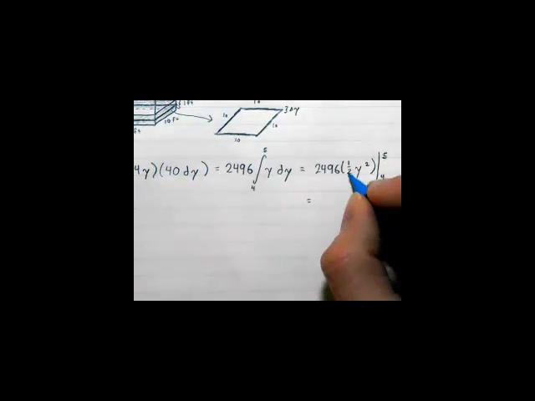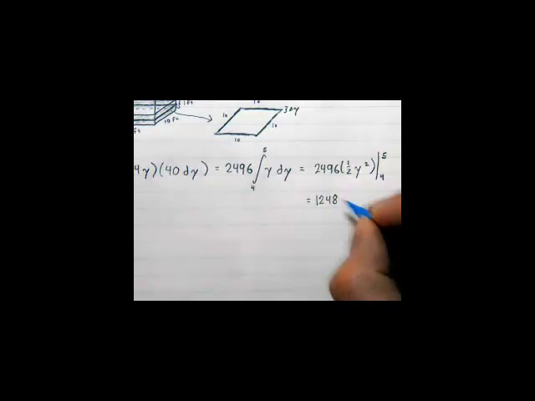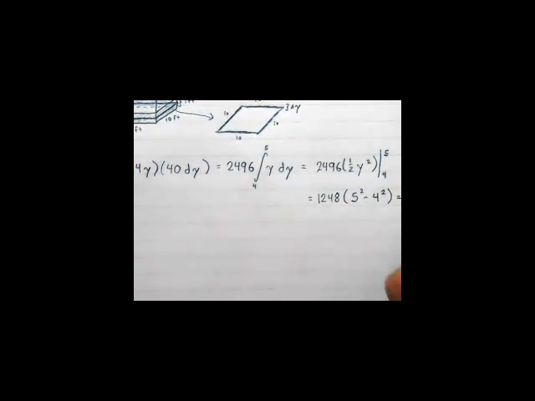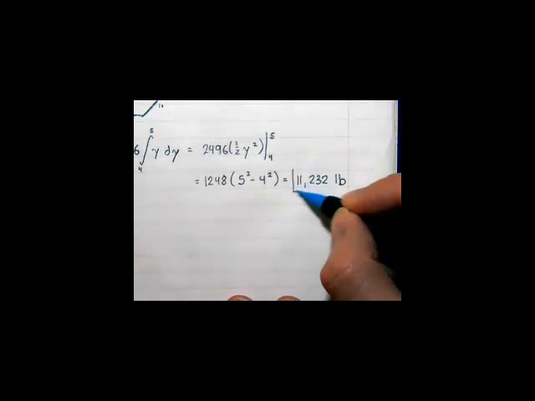And so 1/2 times that is going to be 1248. And then we got to plug in a 4, so 4 squared minus 4 squared. That's going to be 25 minus 16, so that's 9. So 1248 times 9. We have 11,232 pounds of force.